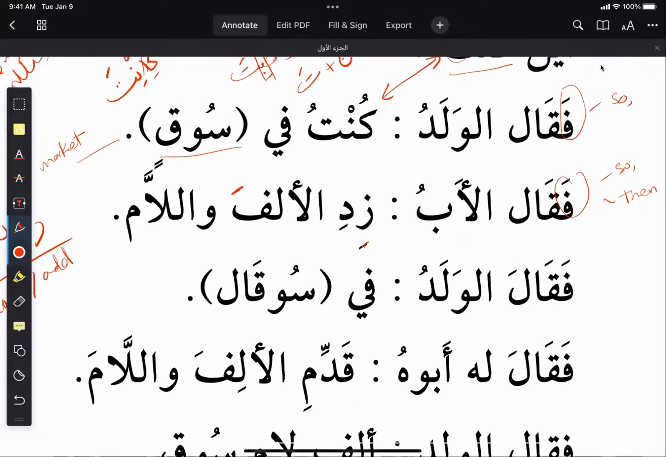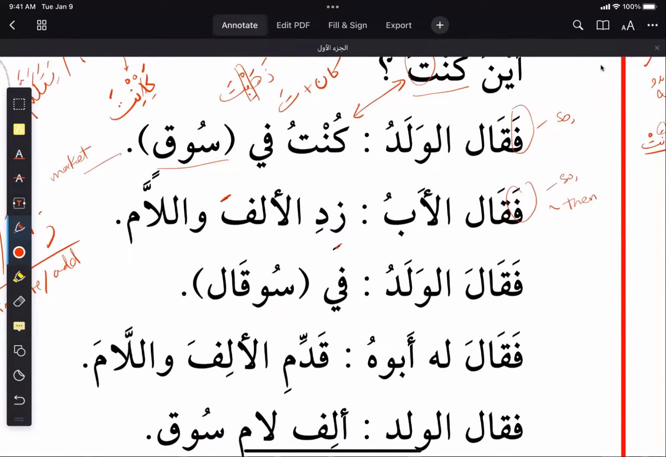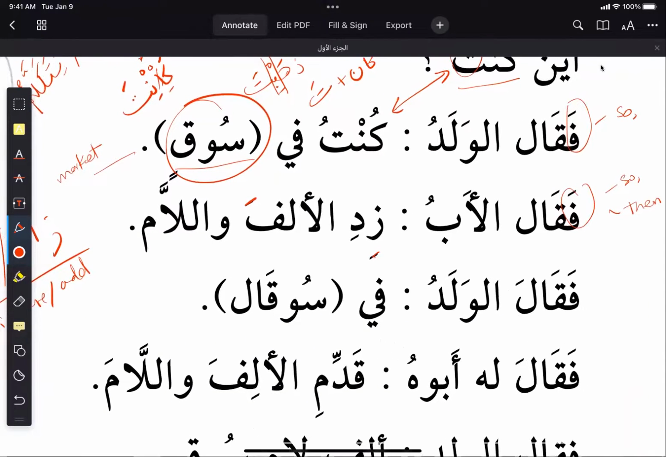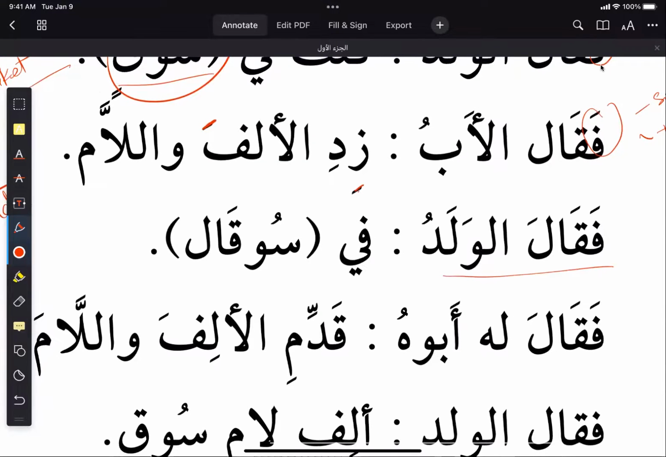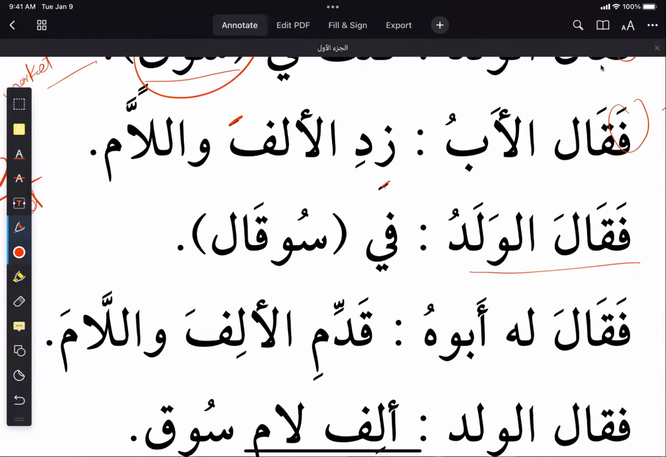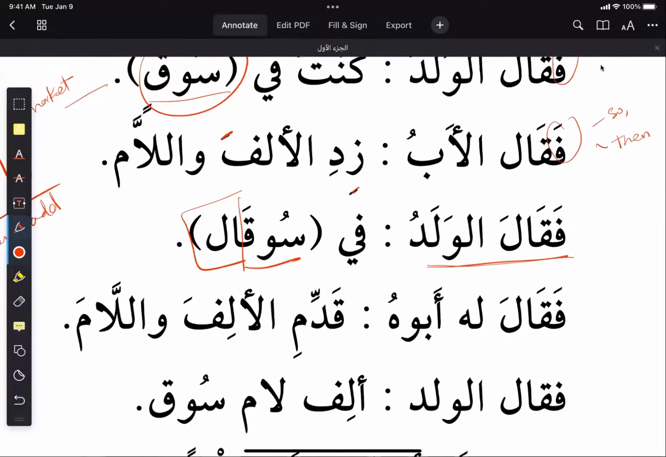So the boy said, kuntu fi suq. I was in a, indefinite, in a market. The father said, zid al alif wal lam. Add the alif and lam. Faqal al waladu. The boy said, fi suqal. So the father asked him to add alif and lam, so he added alif and lam, but he added it at the end, right? He says suqal. You get what he's doing?